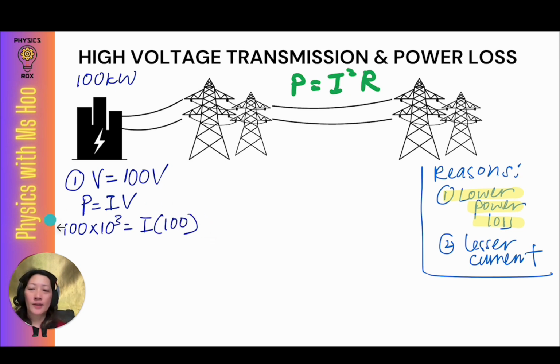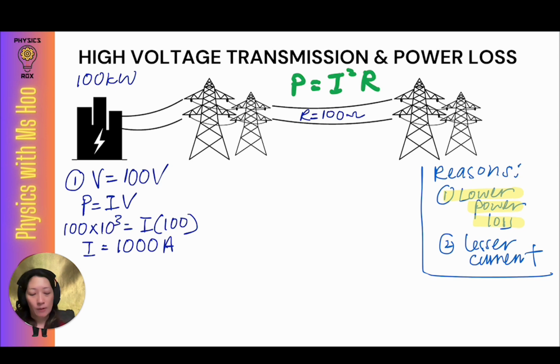If you want to understand why we're doing this, it's because this is the power produced by the power station. It's set at this voltage. We need to find out how much current is flowing through. So from here, you'll find that the current is 1000 ampere. Next, we need to calculate the power loss. So let's say the total resistance of the entire cables used in this part of the transmission is 100 ohms.